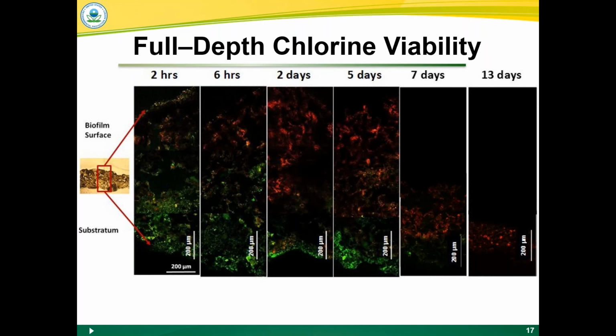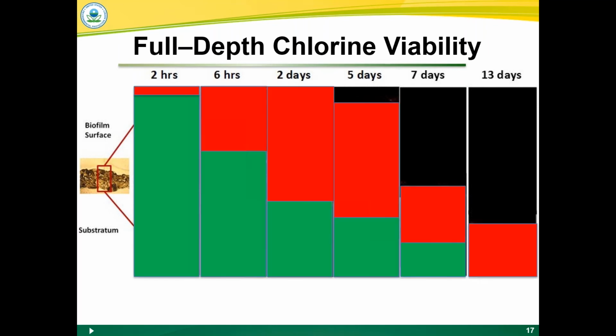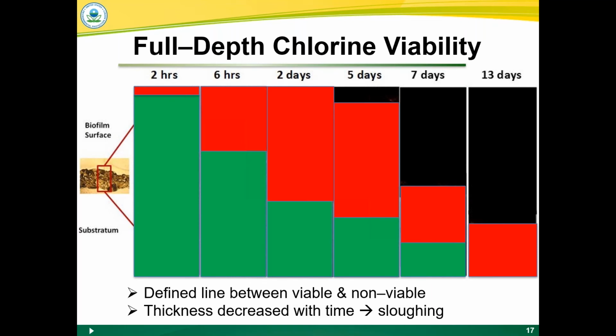Again, I'll summarize this in a second, but it's more like a red-defined area and a green-defined area. What we were seeing was this defined line in a narrow range between viable and non-viable. Basically, where chlorine got to, it was turning it red. The other thing we saw over time was that we were starting to slough the biofilm, decreasing its thickness. At 13 days, we had a much thinner biofilm than what we started with.